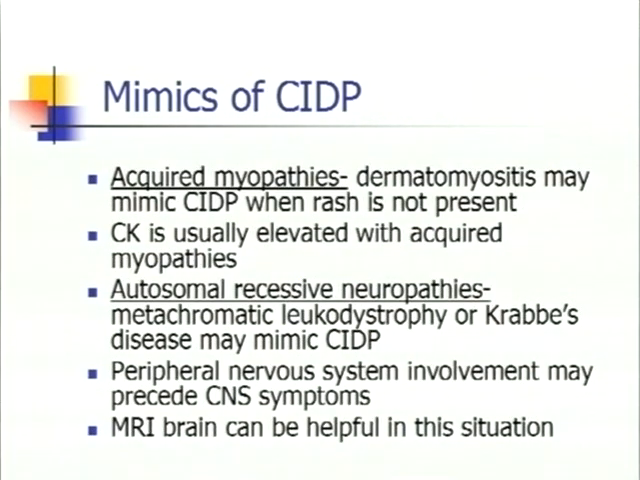And the last thing that can mimic CIDP can be these degenerative diseases, the so-called autosomal recessive neuropathies. These diseases can have involvement of the peripheral nervous system first, and then following that, the children develop symptoms of the brain itself, of the white matter, and they develop what's called leukodystrophy, which is a chronic abnormal myelination of the central nervous system, due to the fact that there are enzymes that are defective in breaking certain substances down in the brain. As a result, an MRI of the brain can be helpful in this situation because it can diagnose this leukodystrophy.